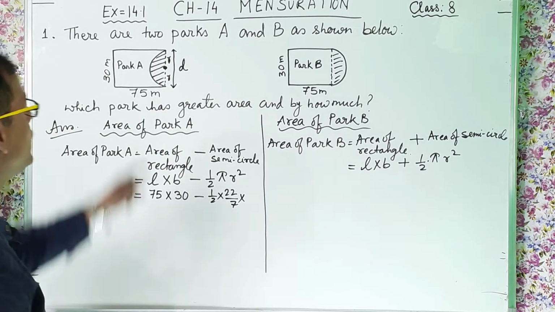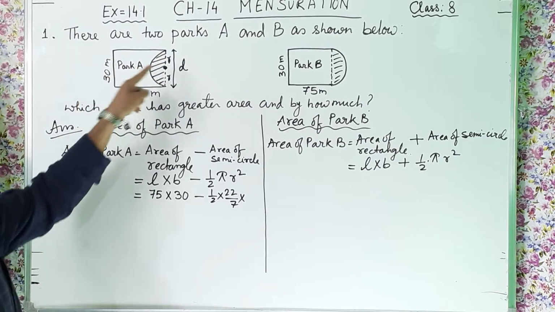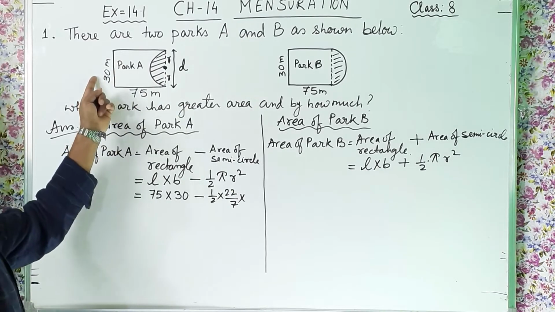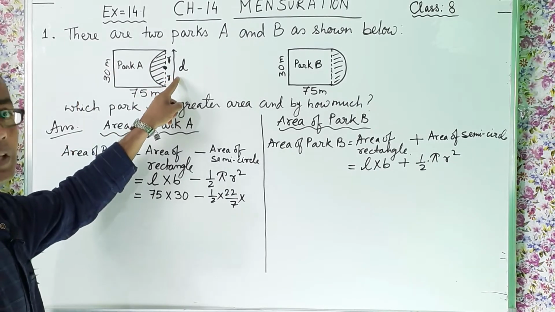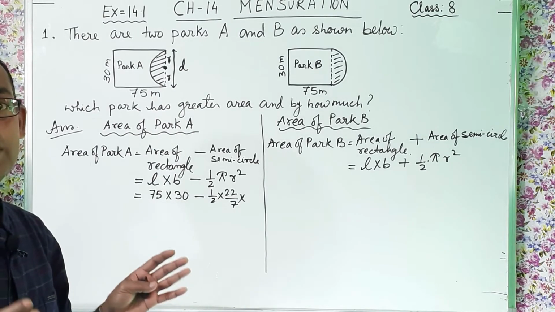So actually this is looking like a rectangle. If this is breadth, then this side also it is breadth. If breadth is 30 meter, then this side also it is 30 meter. Then the radius will be what? Radius is what?